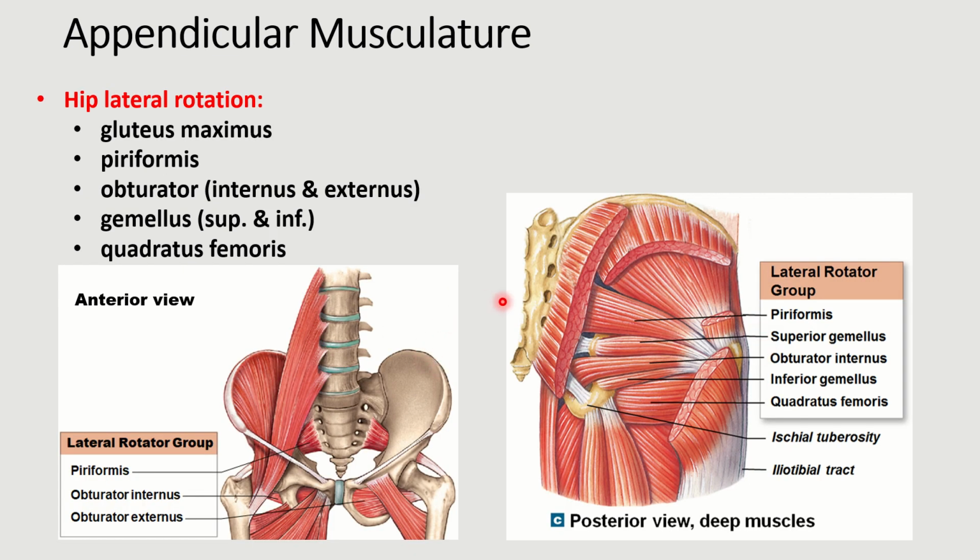And for lateral rotation, you have the gluteus maximus, you have the piriformis, you have the superior and inferior gemellus, you have the obturator internus, okay, which is the same as this one also, obturator externus, and quadratus femoris.